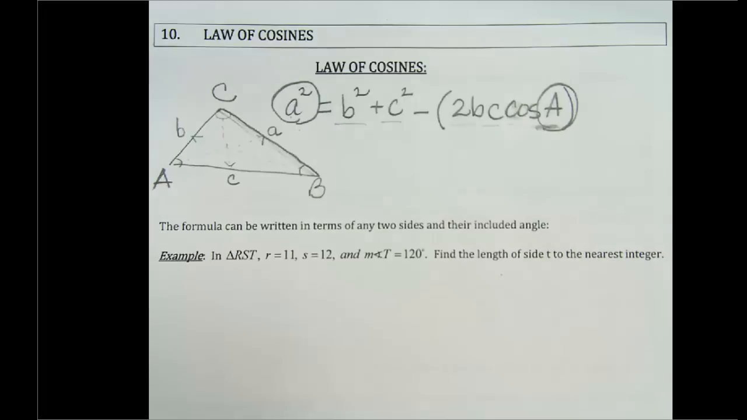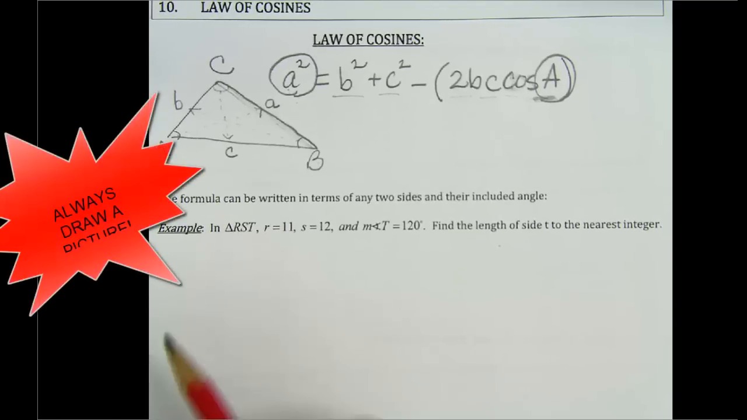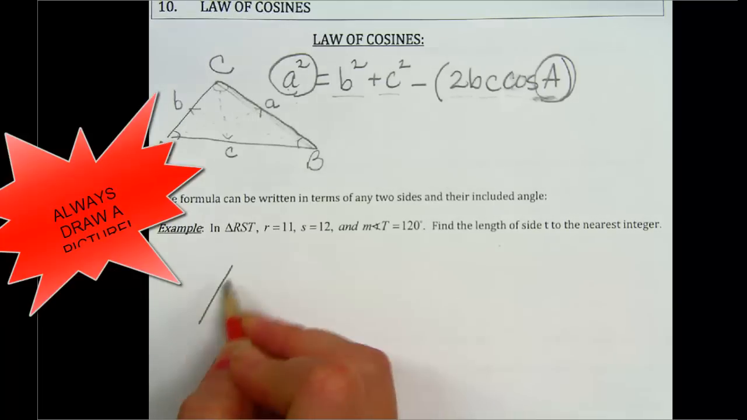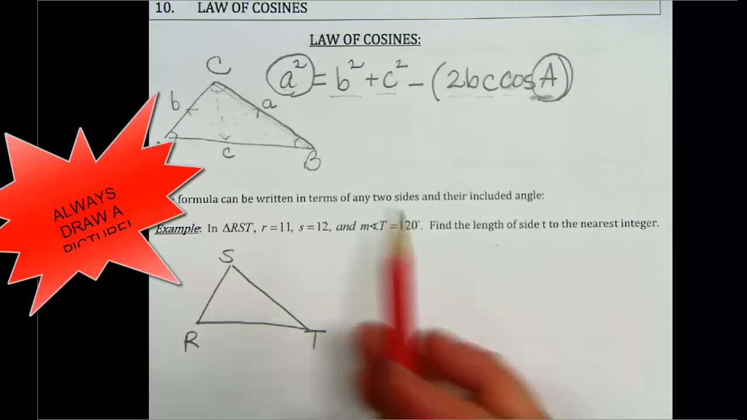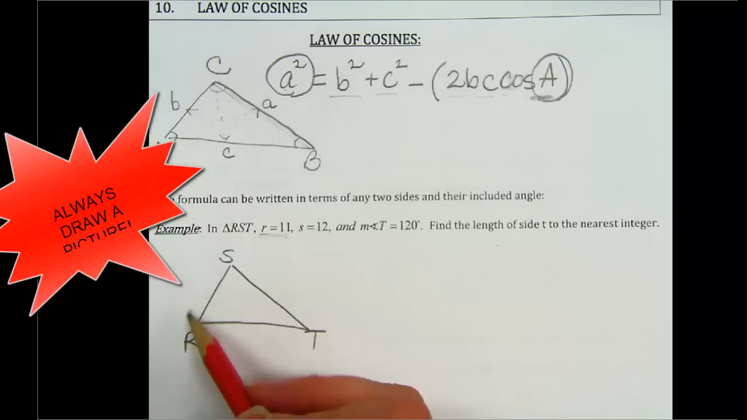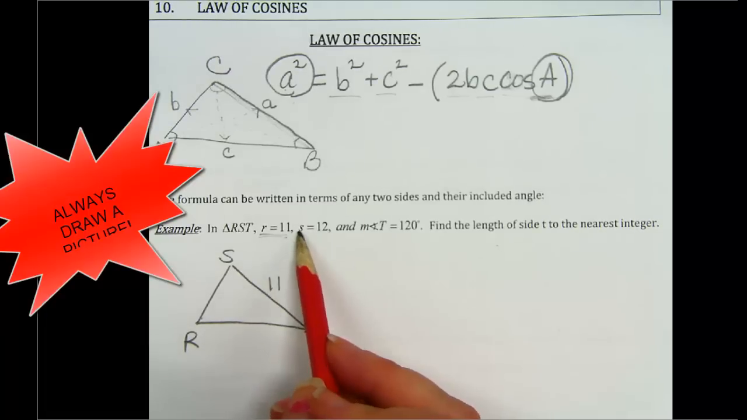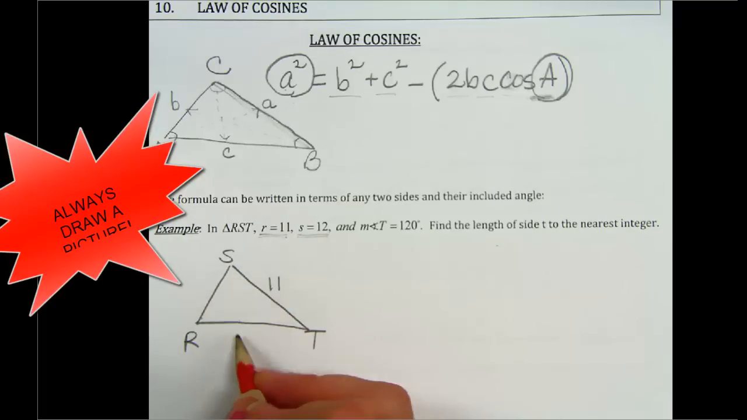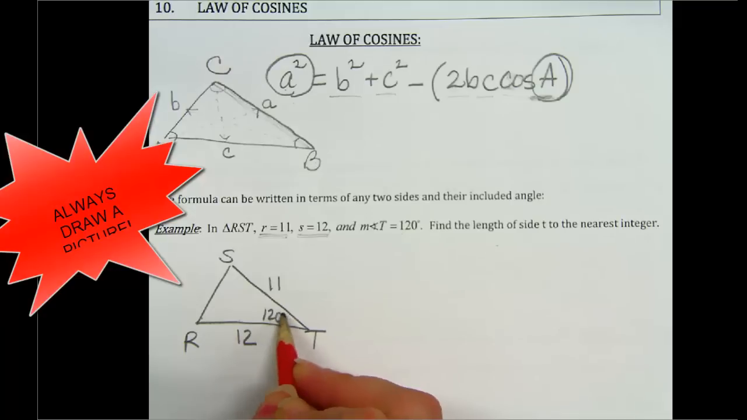And the reason it's so important that you understand the pattern is that not every triangle is named ABC. In this example, we have a triangle named RST. So let's practice with it so you can see the naming of our triangles and using our law of cosines. It's always wise to draw yourself a triangle, RST. In this case, little r, that means side r, opposite angle R, is 11. Little s, that means side s, opposite angle S, is 12. And the measure of angle T is 120 degrees.